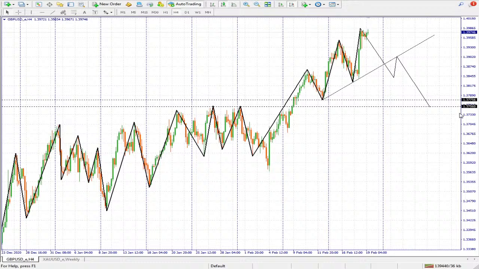1.37756 or 1.37560. So technically we'd have a sell here.